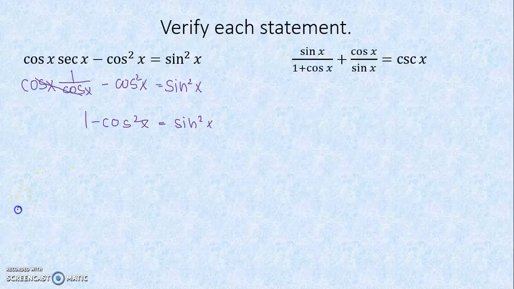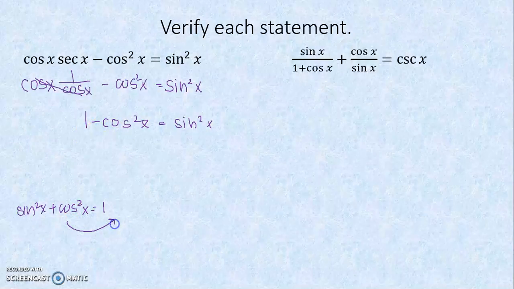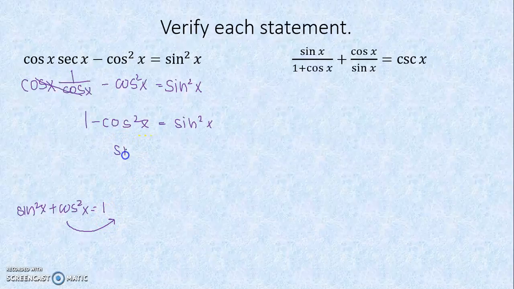Thinking back to that Pythagorean identity that said sine squared x plus cosine squared x equals 1, this says 1 minus cosine squared. So essentially if I bring that one over to this side so that it's 1 minus cosine squared x, I'm left with sine squared x. Now that my left side and my right side match exactly, I am finished.